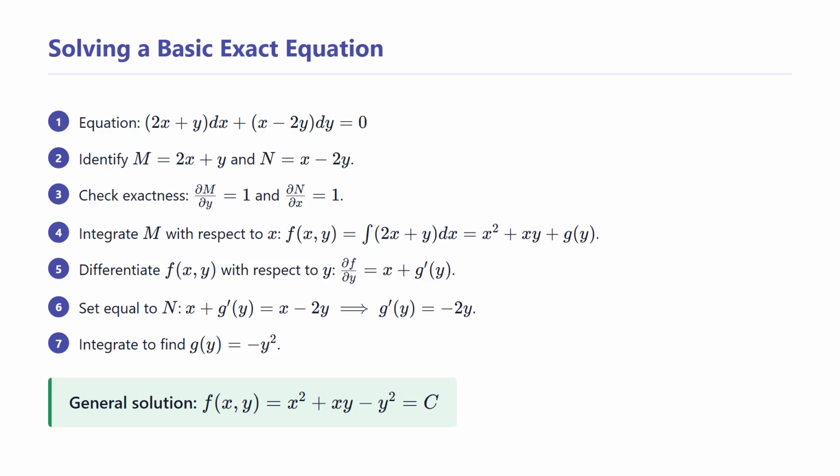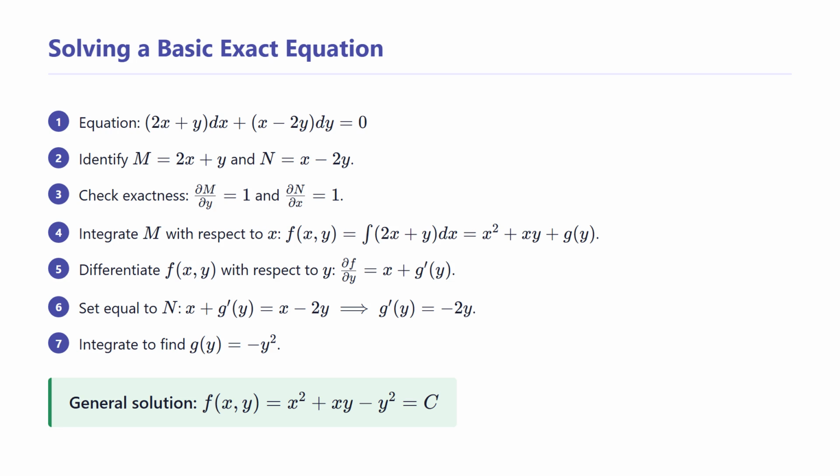Let us solve a classic equation. (2x + y) dx + (x - 2y) dy = 0. First, we identify M and N and check the cross derivatives. Both equal 1, so it is exact.